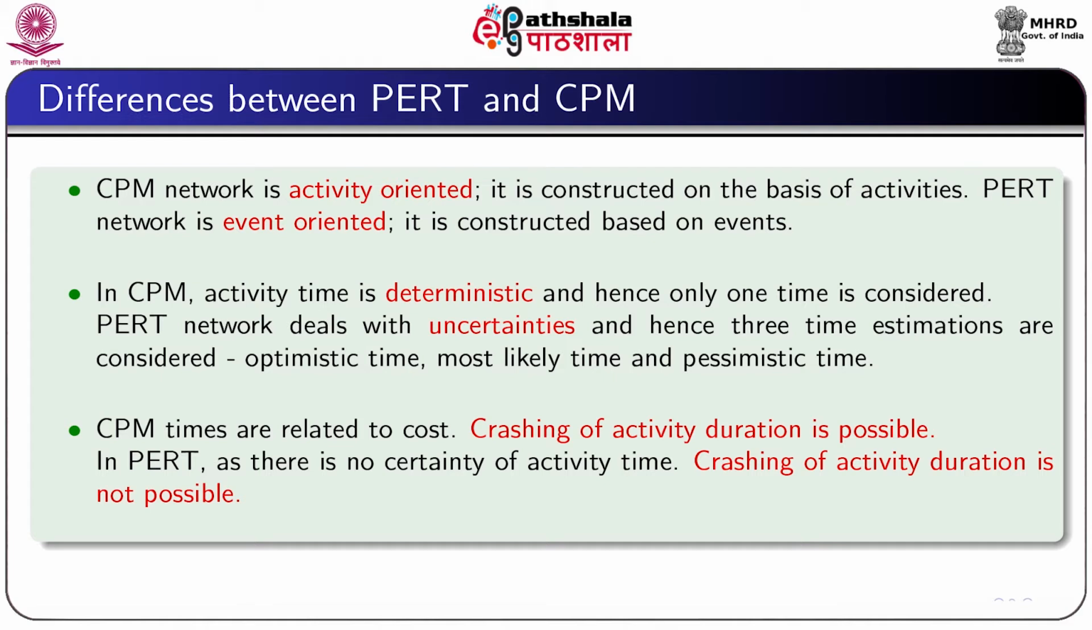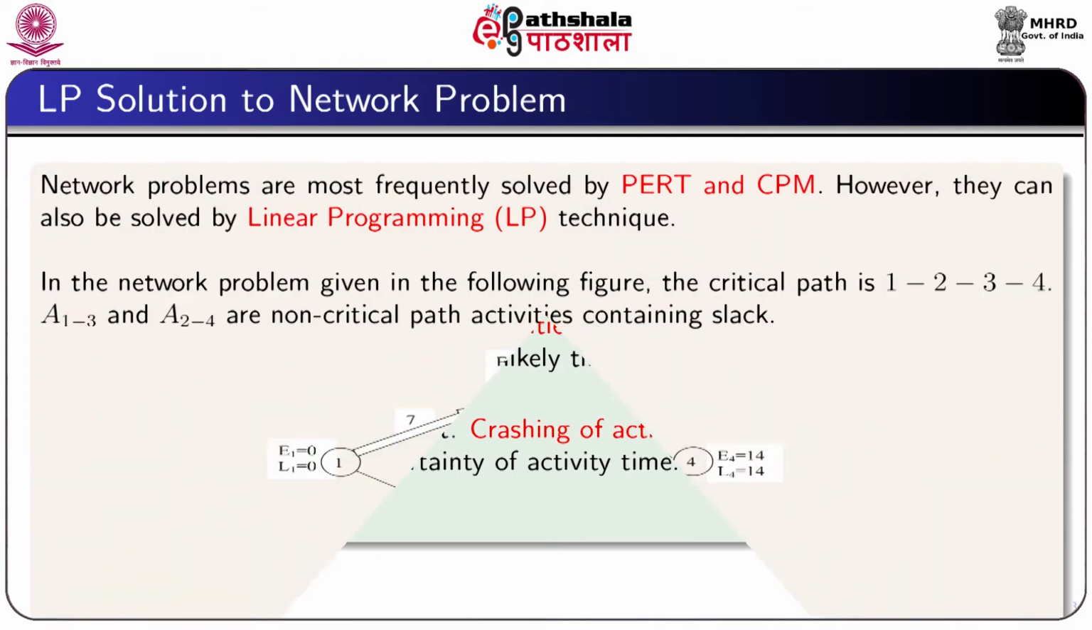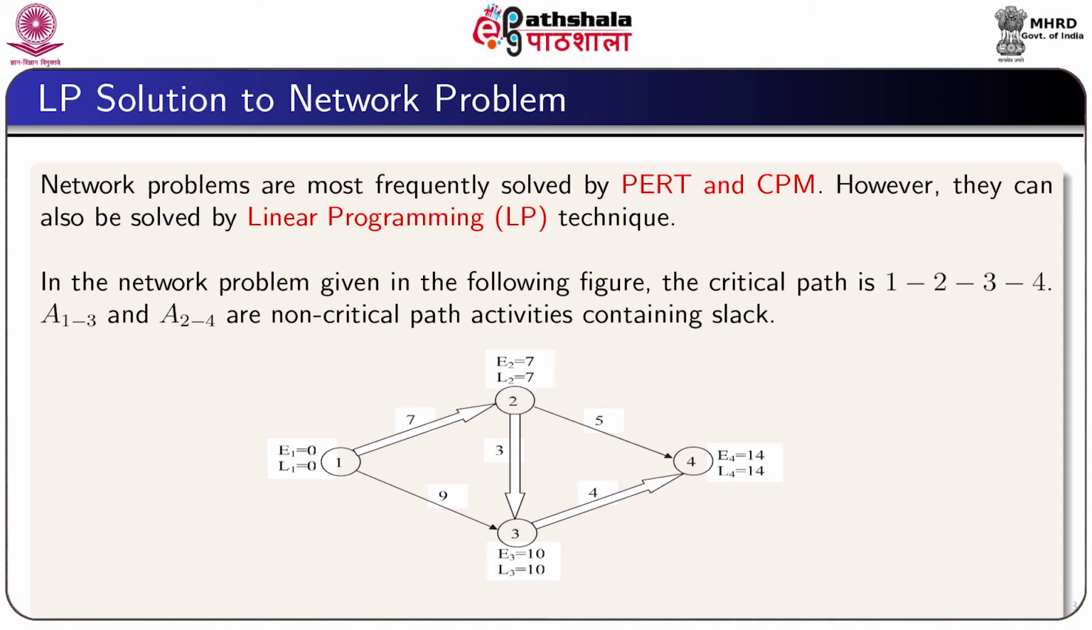CPM times are deterministic and known and are related to cost. Therefore, crashing of activity duration is possible, whereas in PERT, as there is no certainty of activity time, crashing of activity duration is not possible. So, these are the main differences in PERT and CPM techniques. Now, we proceed to find an LP solution to a network problem.